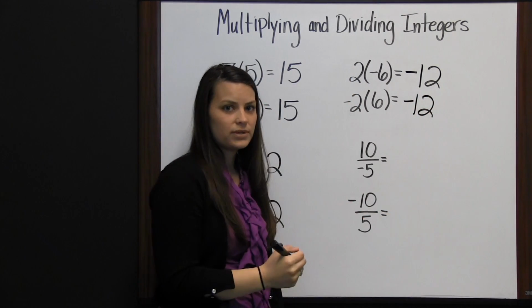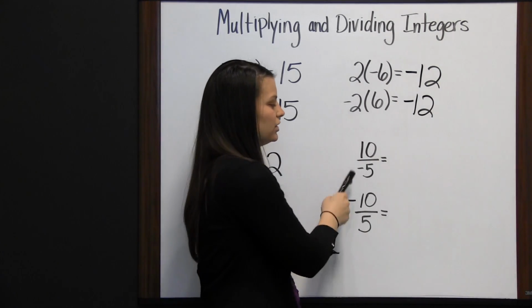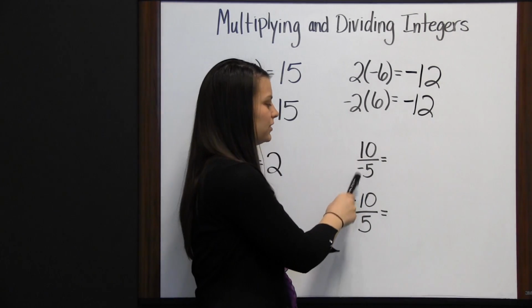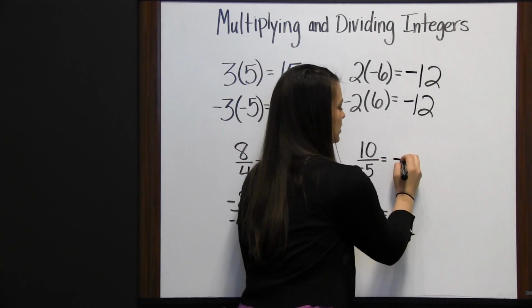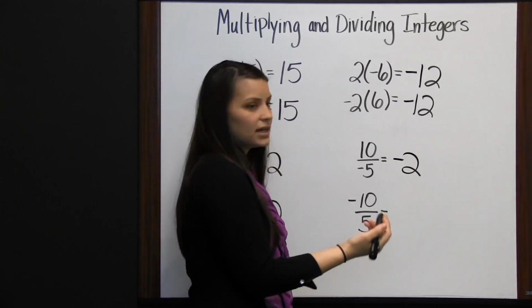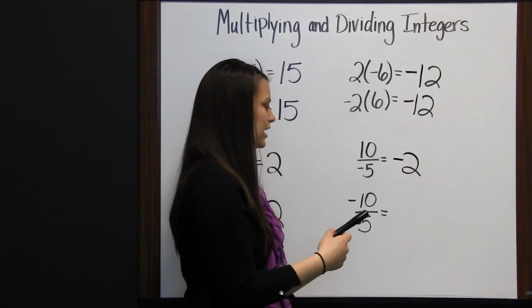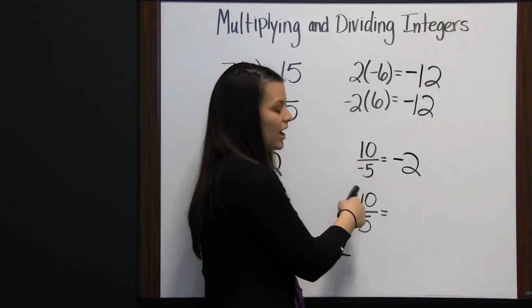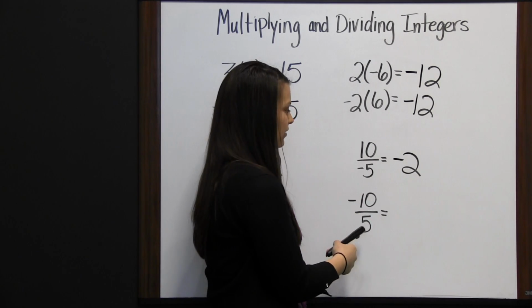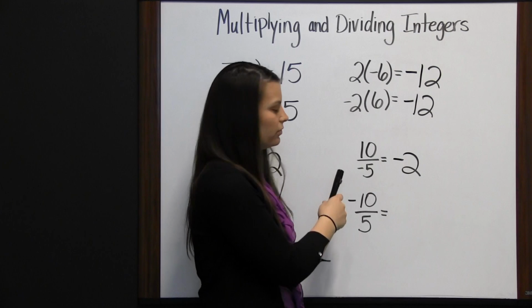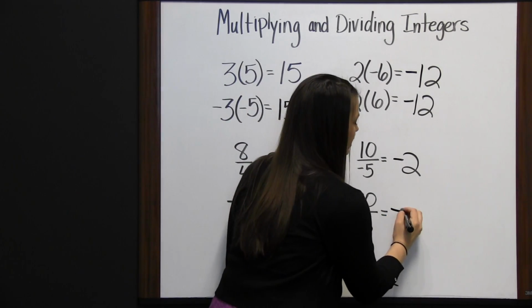The same is true with division. If you're dividing two integers and they have different signs, then your result is negative. And it doesn't matter if the numerator is negative or the denominator is negative. Here we have negative 10 divided by 5, so the negatives are reversed, but the result is still negative.